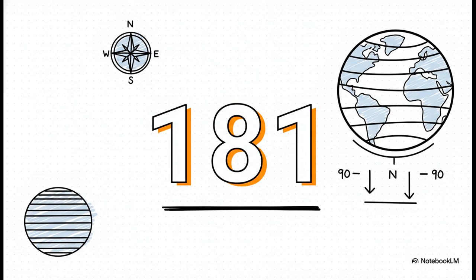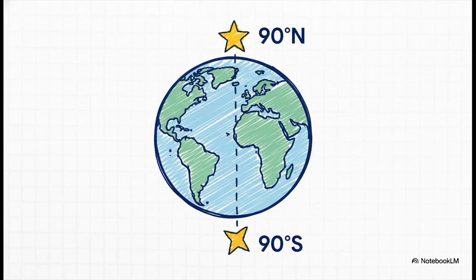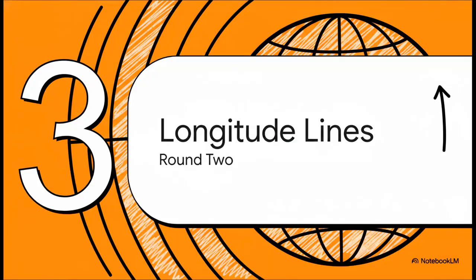Now, can you name the 5 most important lines of latitude? Now, what's really cool about this is it shows you the key lines you gotta know, from the Arctic Circle at the top all the way down to the Antarctic Circle at the bottom. Okay, last latitude question. What degrees are the North and South Poles at? They're at the very, very top and the very, very bottom of the Earth at 90 degrees.